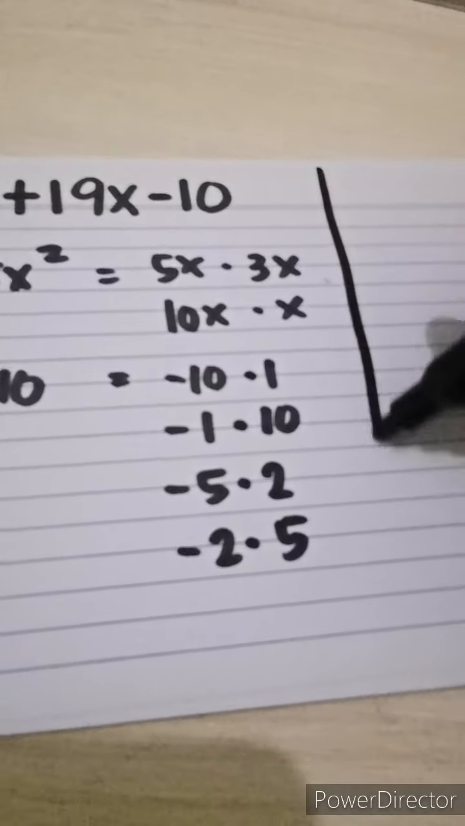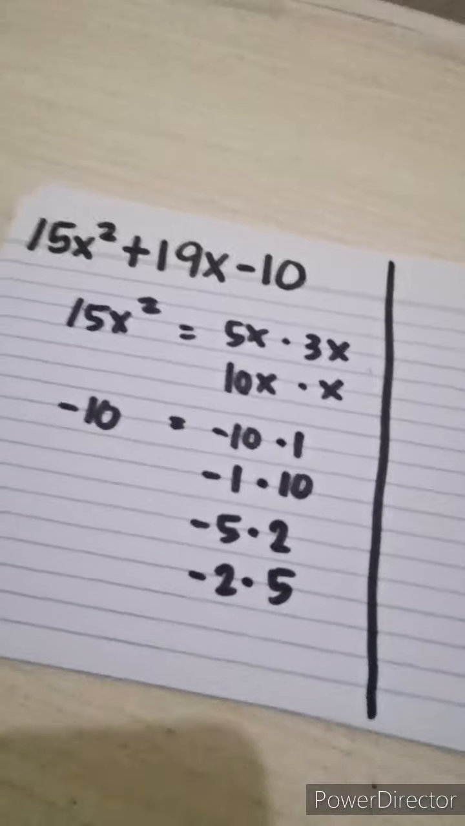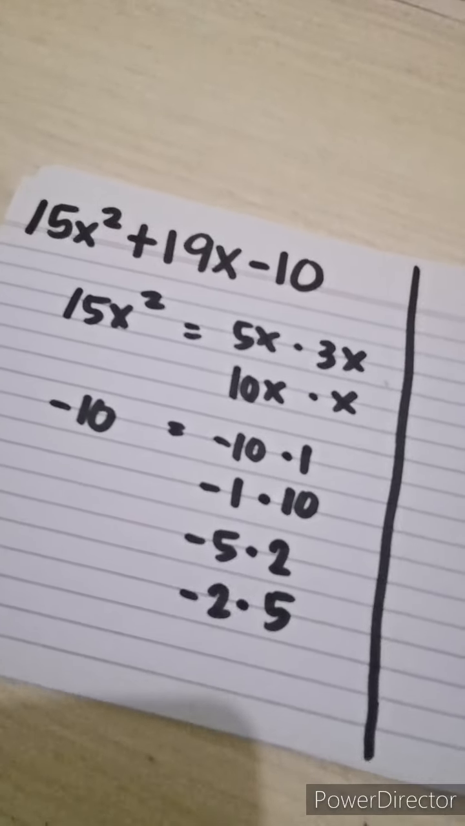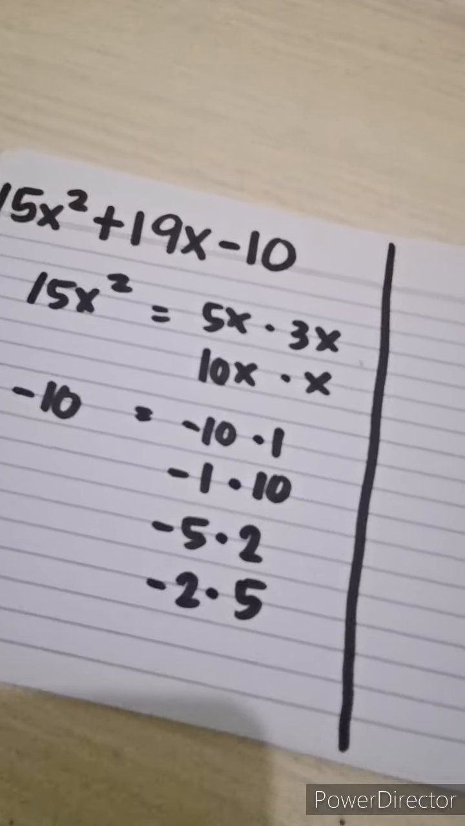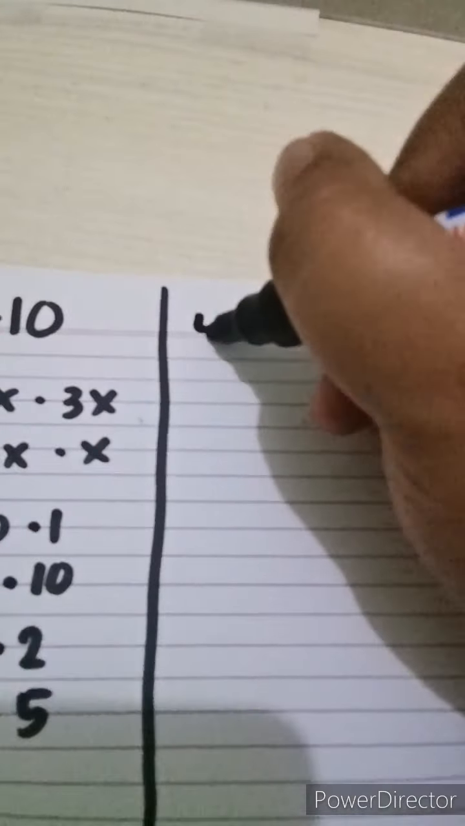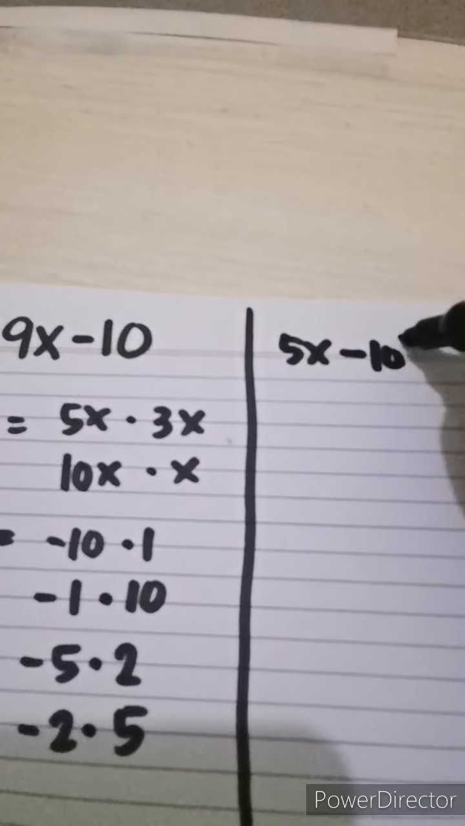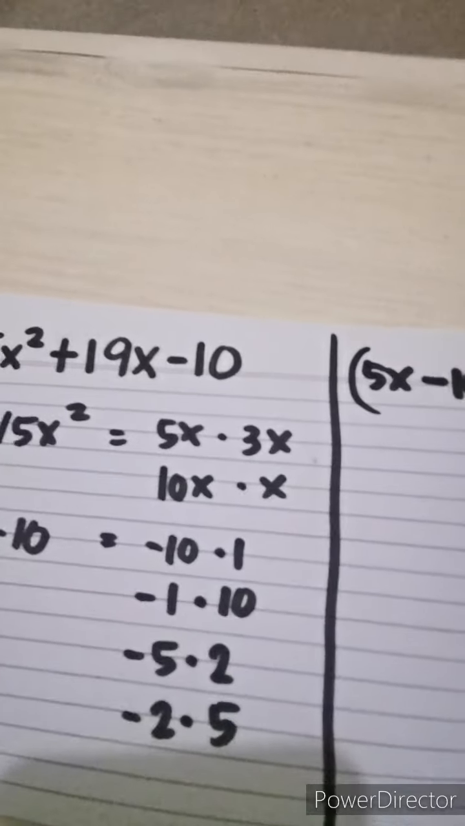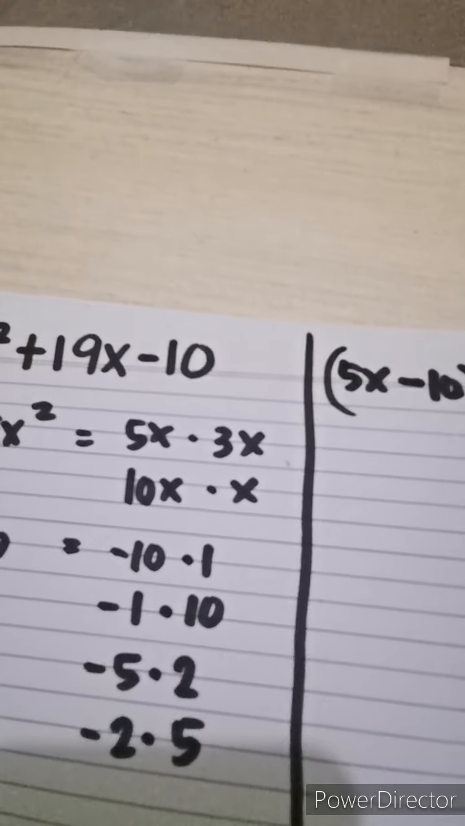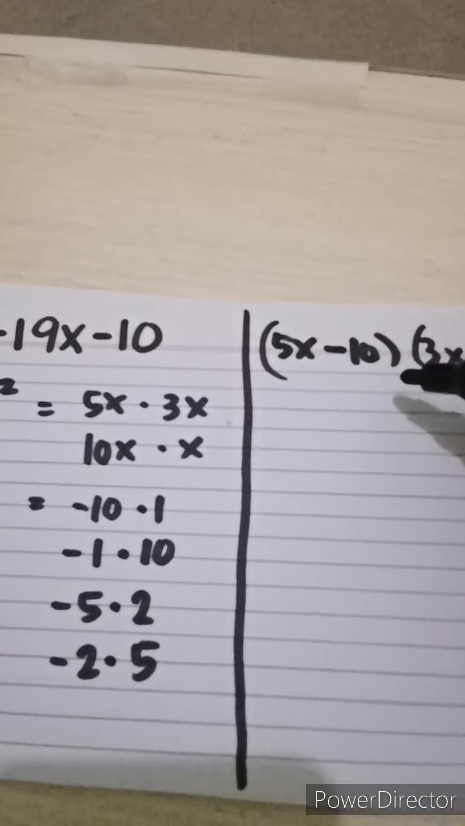So, ang una natin gagawin, since this is a trial and error, so pagsasamahin natin ang factors ng 15x squared and the factors of negative 10. So, let us try first. So, let us use 5x minus 10 and 3x plus 1. Okay. So, eto, check muna natin.